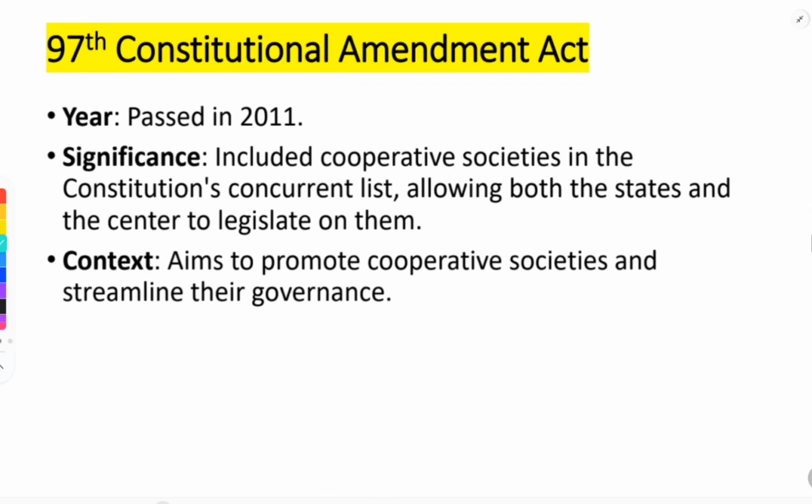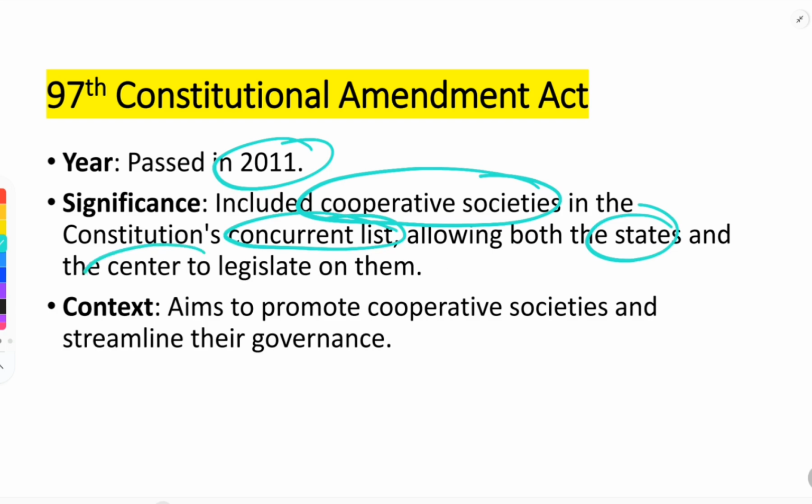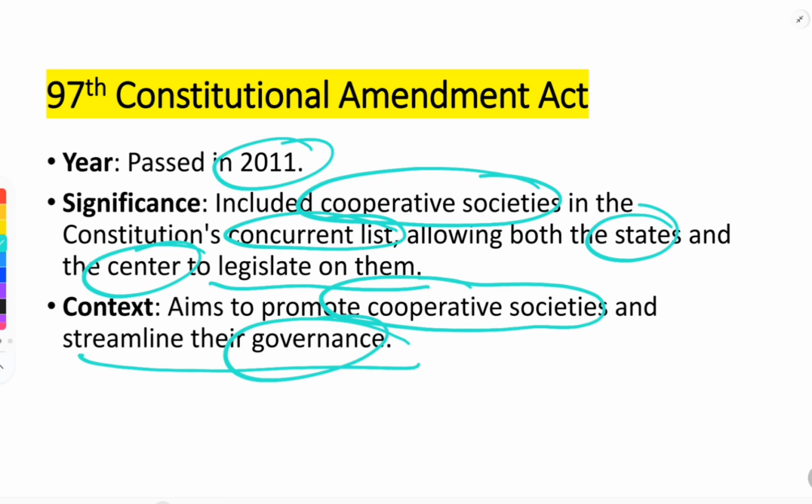Okay, next we'll see the 97th Constitutional Amendment Act. This act was passed in 2011. This amendment gave constitutional status and protection to cooperative societies. And cooperative societies were added into the Concurrent List, and this allows both the states and the Centre to legislate on them. The aim is to promote cooperative societies and streamline their governance.